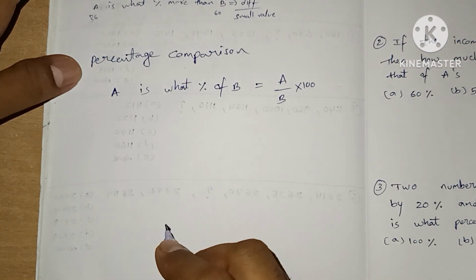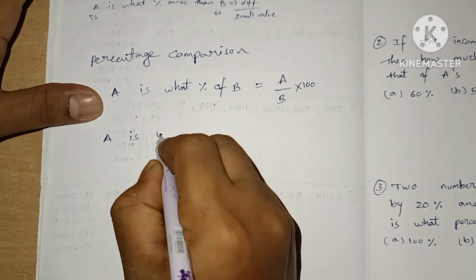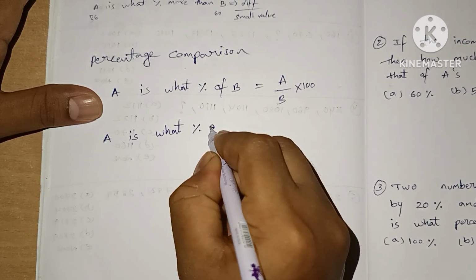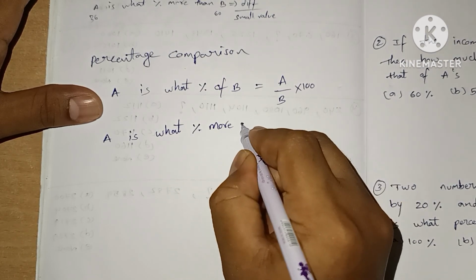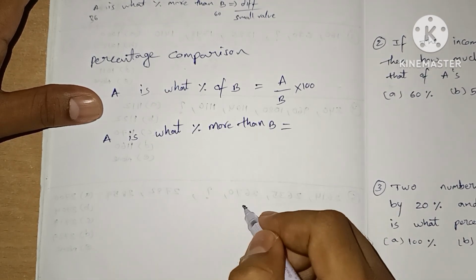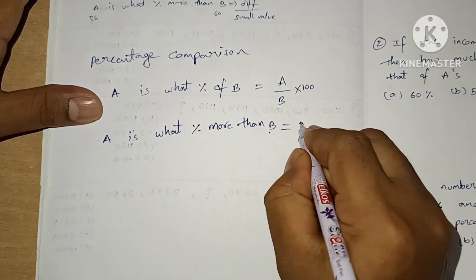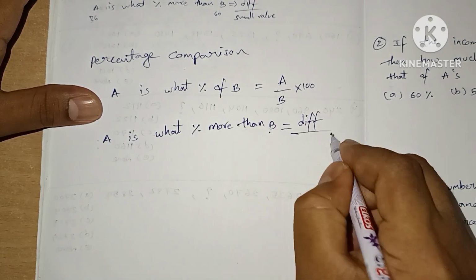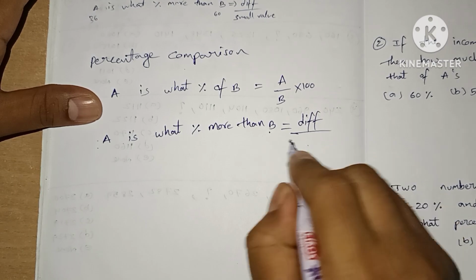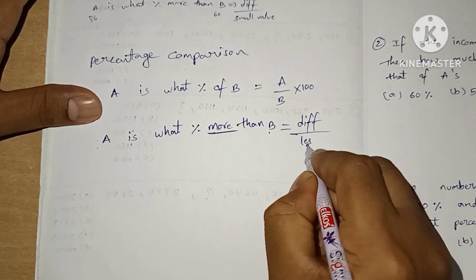Okay, and if it is asked about A is what percent more than B, then the formula will be the difference between A and B, and to the denominator, we have more, so we write the less value.